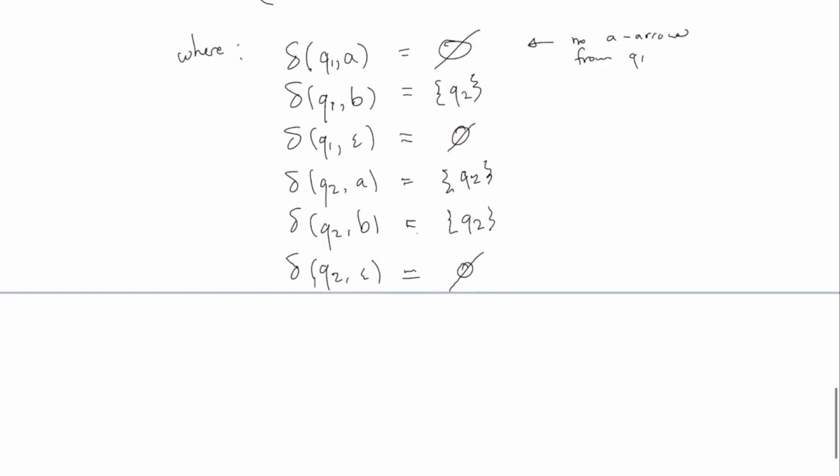All right, you almost never want to talk about the set containing the empty set. Sometimes, but that's pretty weird. Almost never what you actually mean. All right.